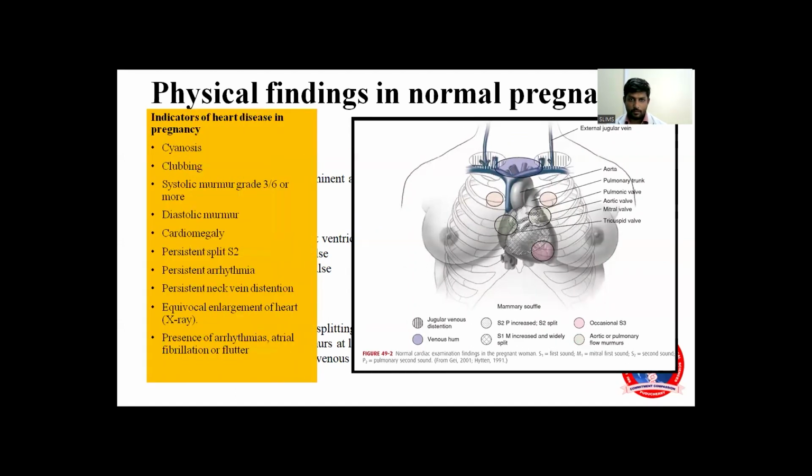Apart from that, these are the indicators of heart disease in pregnancy. Whenever there is cyanosis, clubbing, a systolic murmur of grade more than 3 by 6, or the presence of a diastolic murmur, and if there is cardiomegaly, a persistent split S2, or persistent arrhythmia, and unequivocal enlargement of the heart on X-ray, and presence of arrhythmias, atrial fibrillation, or flutter, all of this indicates heart disease in pregnancy.